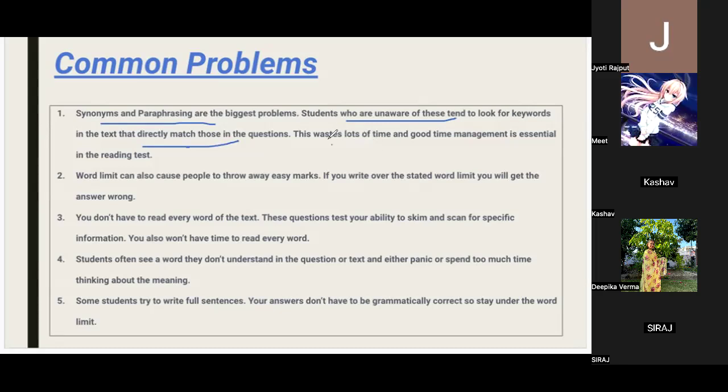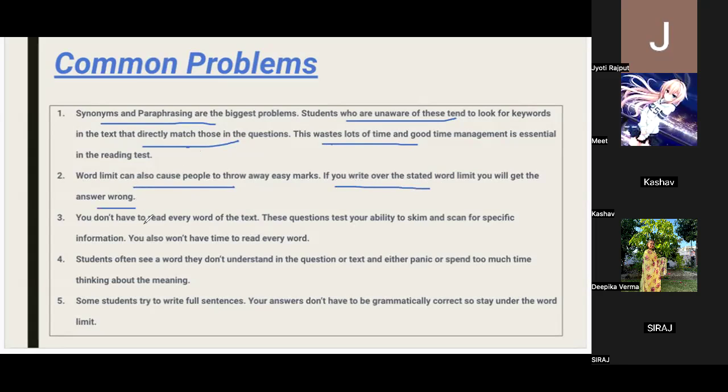बट अगर आप ऐसा नहीं करोगे, this will waste a lot of time, and good time management is very important for your reading test, because you have limited time to do your 3 passages. Word limit can also be a problem अगर आप उसे फोकस नहीं करते. If you write over the stated word limit, जो वर्ड लिमिट बोली अगर आप उससे ओवर लिखोगे या लेस, then you will get the answer wrong.